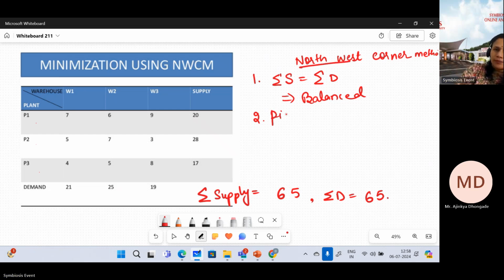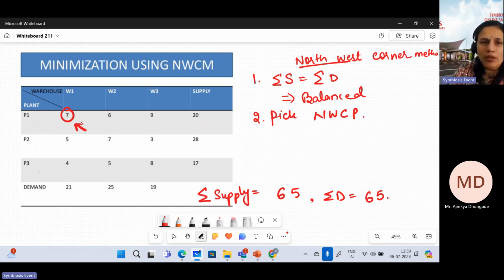Pick the northwest corner point. So what is that northwest corner point? This is north, this is south, this is east, this is west. So I understood that this is my very first northwest corner point. You begin from this northwest corner point. For this position, check the demand and check the supply.